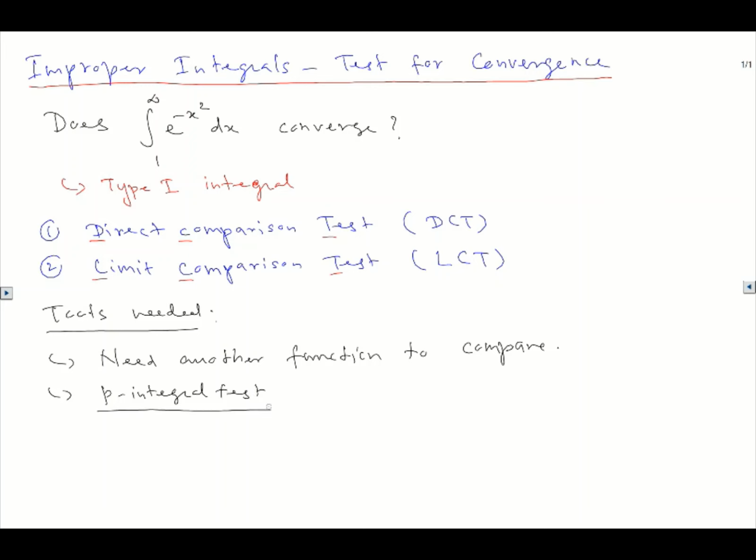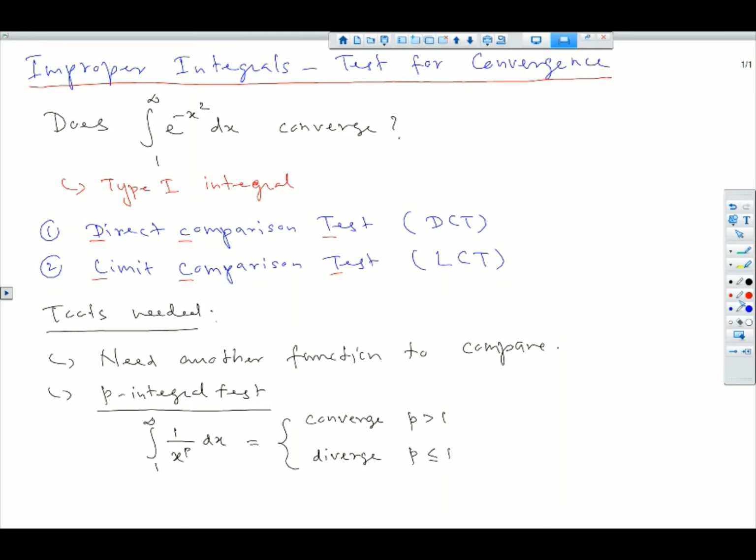I hope you remember the p-integral test. What is that? When you have the integral from 1 to infinity of 1 over x to the p dx, this is what we normally call the p-integral. This has 2 results. One result is that it's going to converge if p is greater than 1. It's going to diverge if p is less than or equal to 1.